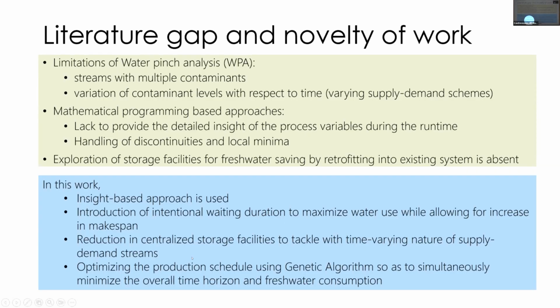What we are also focusing on is reduction in centralized storage facilities. As I said, these are medium scale industries where you don't have large storage facilities. Storage facilities add cost, and therefore by this approach we are also trying to reduce the storage facilities. We are also optimizing the production schedule using GA so as to minimize the overall time horizon, but the focus is on minimizing the freshwater consumption.